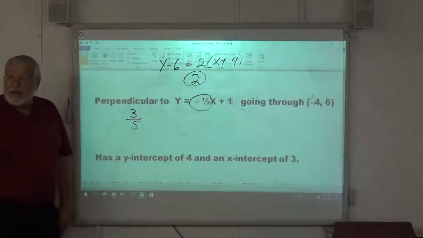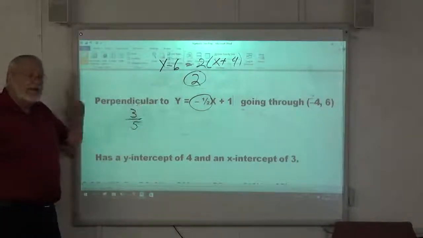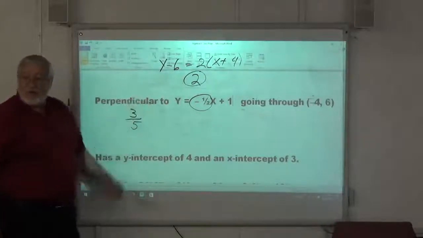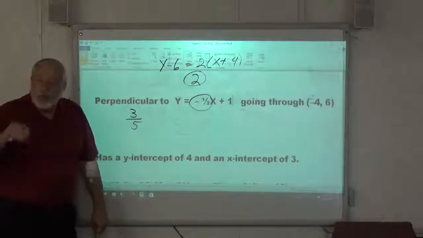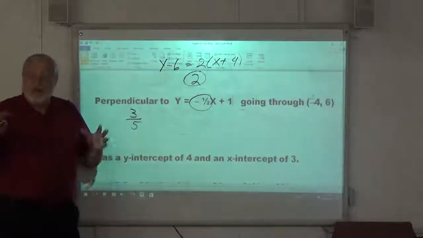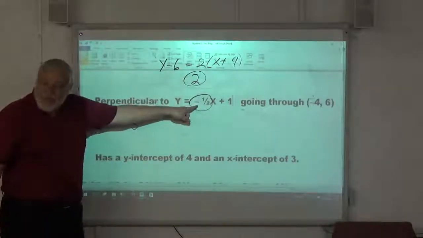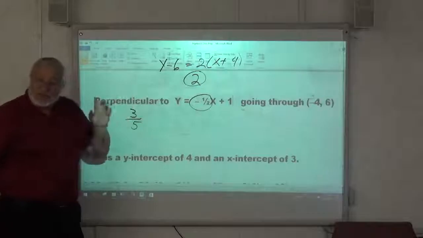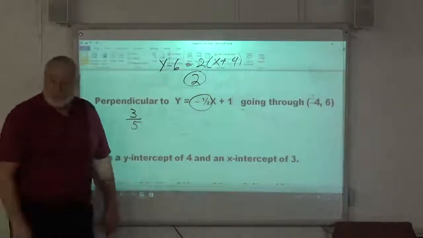Negative 5/3. Negative 5/3, yes. Okay, as long as you remember that. Perpendicular, in my opinion, I want to give perpendicular problems because it's more work for you. Right? If it's parallel, all you have to do is use the same number. So there's less work on parallel.